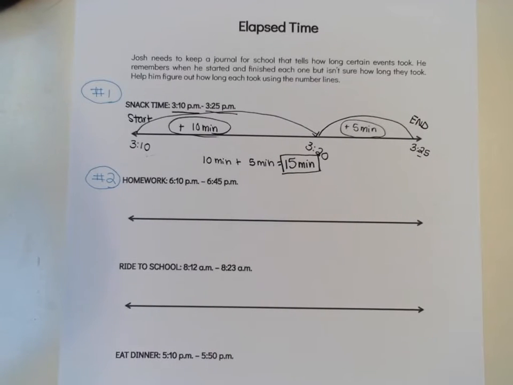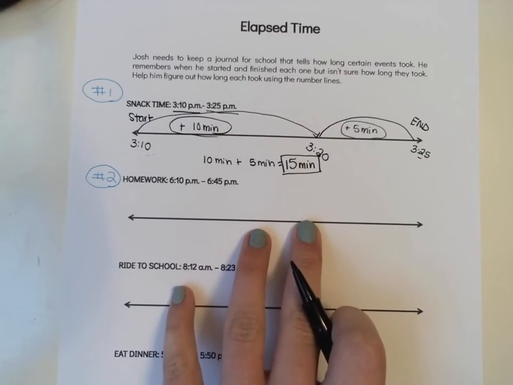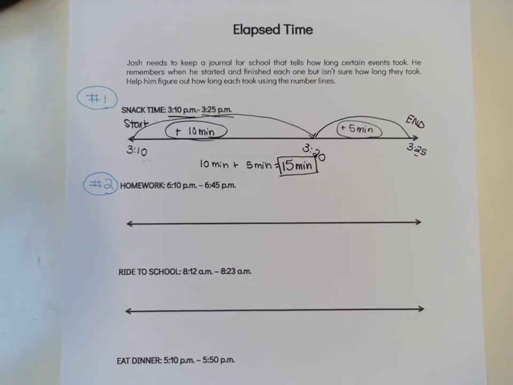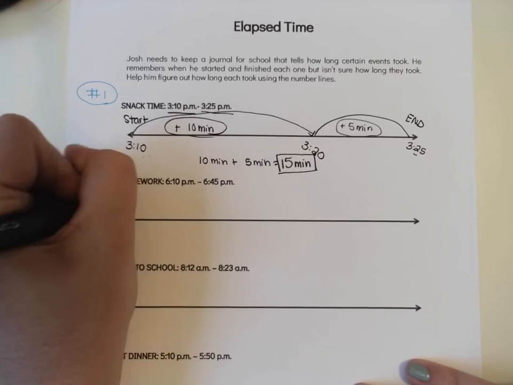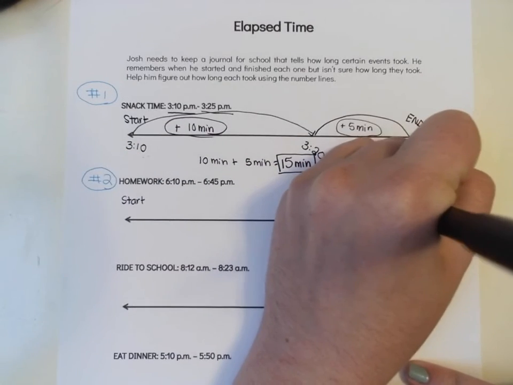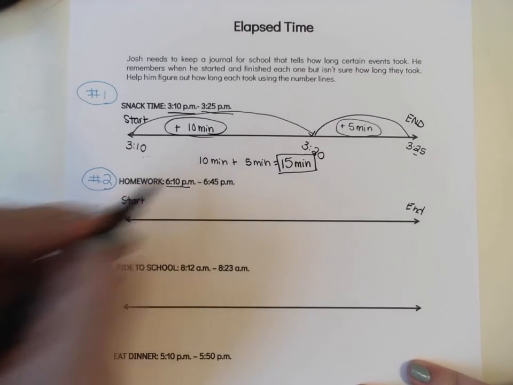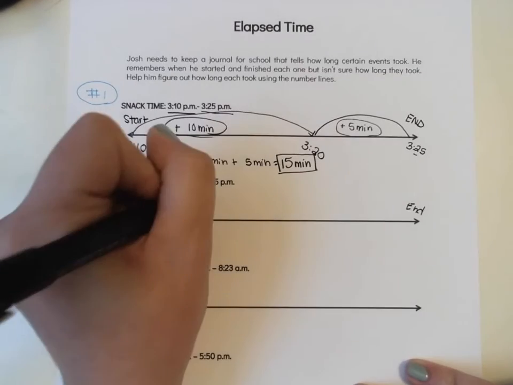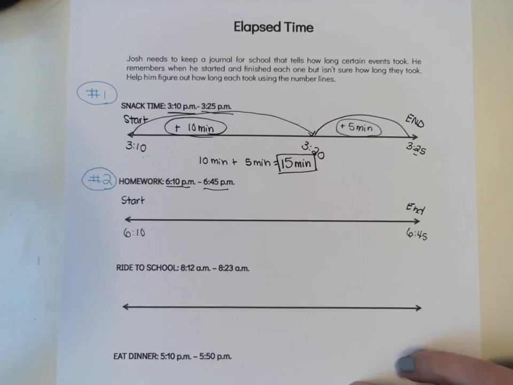Okay? What I want you guys to do right now is pause the video and try to figure out how long it took Josh to do his homework. I'm going to help you guys set up, and then you can pause the video and solve it, and when you're done you can unpause the video to check your work. Okay, so again we're going to write our start time and our end time on our number line. Our start time, we can see here when he started his homework, is 6:10. His end time was 6:45. So we're going to write 6:45 at the end of our number line.